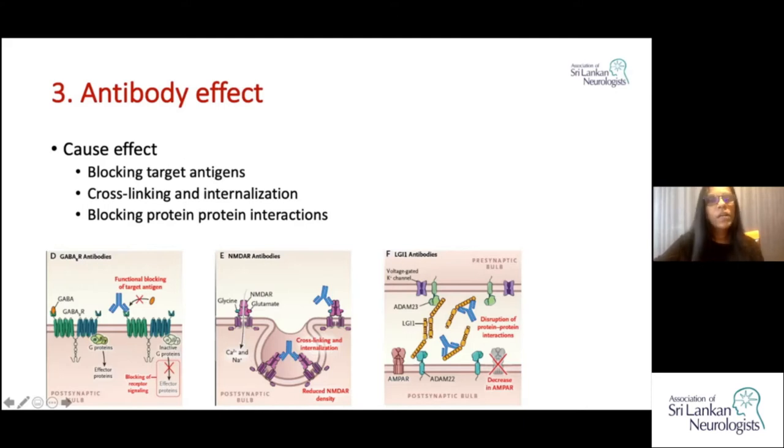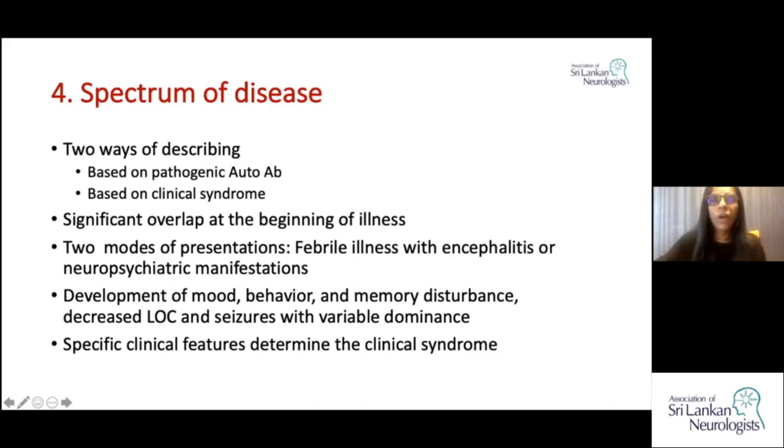So that actually brings us to the spectrum of disease. There are different ways of describing it. To make it clearer, you might wonder why one disease entity is called by the antibody and the other is called by a specific name. It's just that in the clinical spectrum of disease, we find conditions which are either described based on the antibody, for example, NMDA receptor encephalitis, or described based on the clinical syndrome. For example, if it's an encephalitis and it affects the limbic system, it's called limbic encephalitis, right?